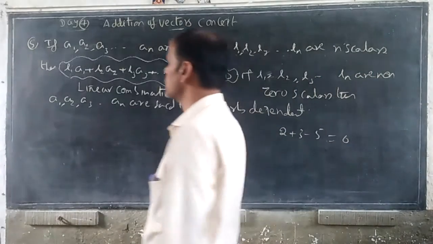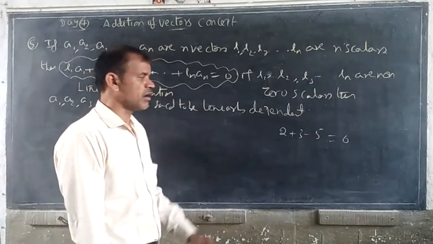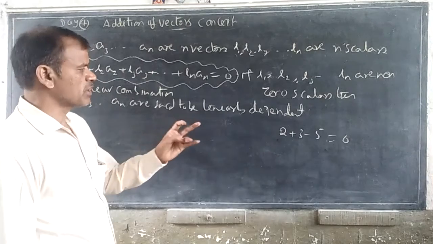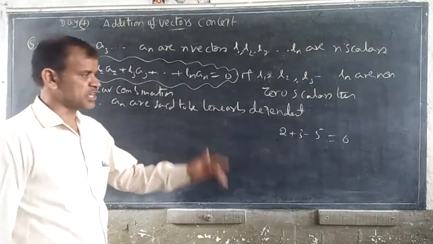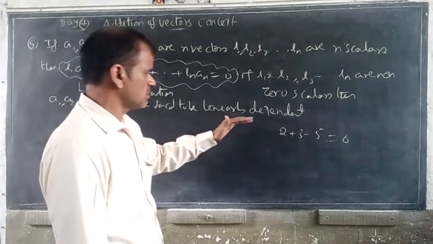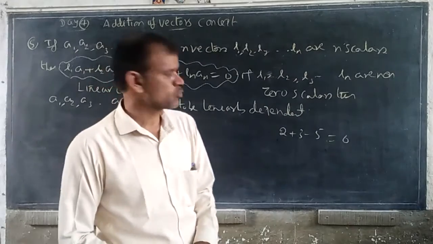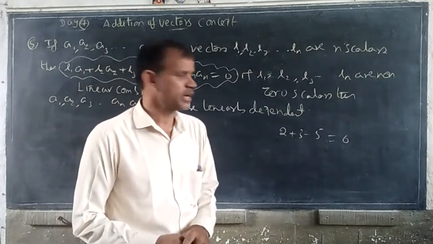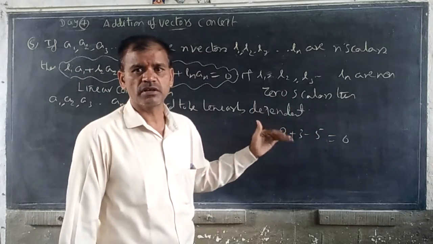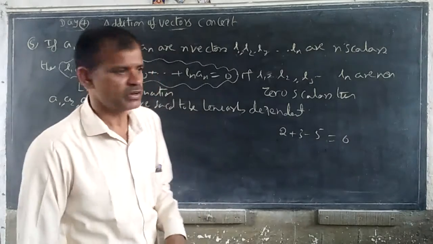If you are getting a combination like this, such vectors can be said to be linearly dependent or coplanar. Of course, collinear, coplanar, linearly dependent, the concept is the same. Of course, 4 vectors are always coplanar, always linearly dependent. For any 3 vectors, if they are coplanar, they are linearly dependent. If they are non-coplanar, they are linearly independent, right?